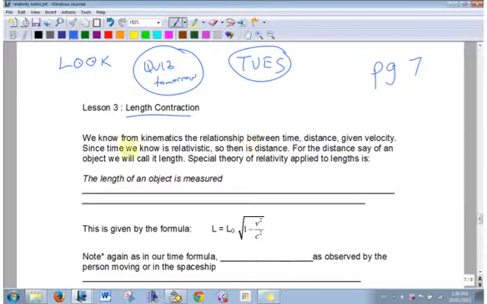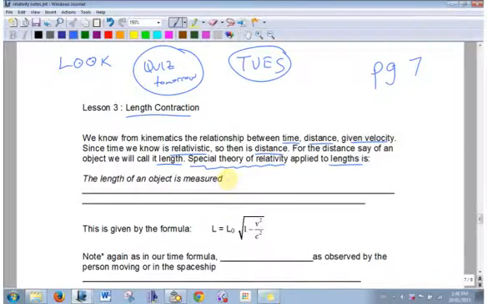Length contraction. So we know from kinematics the relationships between time, distance, velocity. There's classical physics and there's relativistic physics. For a distance of some object, we call it length. And again, we're not really figuring anything out here. I'm not demonstrating how it works, but it's observed to be true. Special theory of relativity applying to a length, which again is a distance, right? It's just another way to say some one-dimensional measurement.